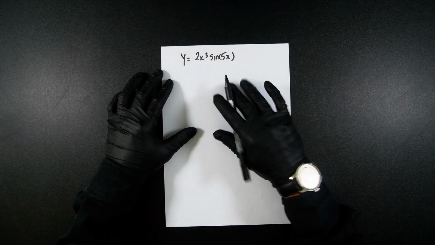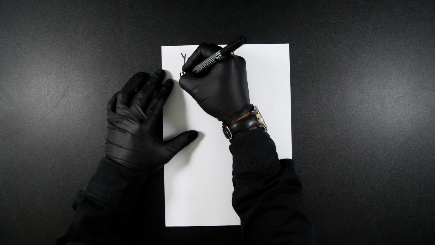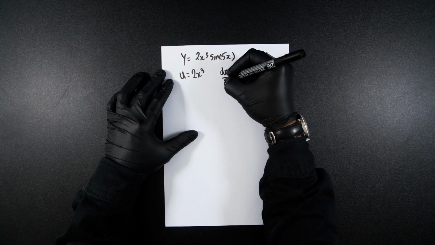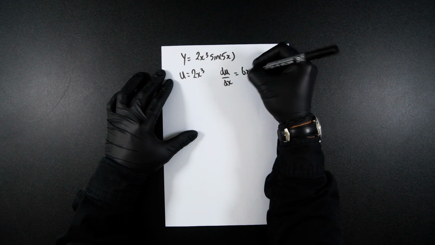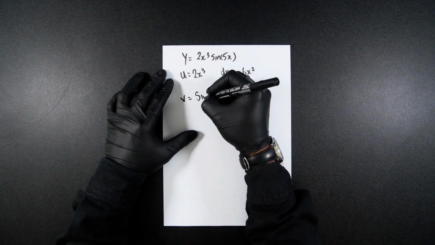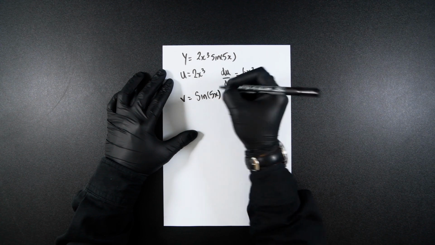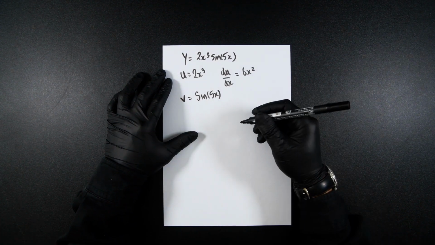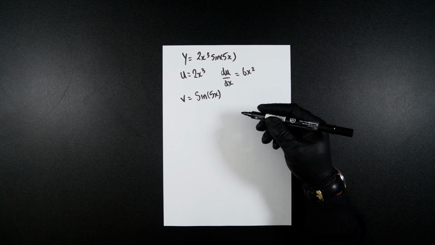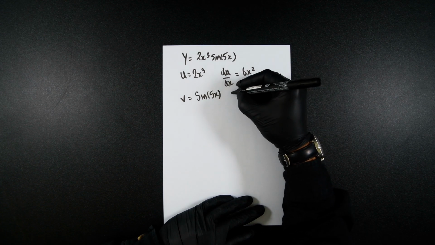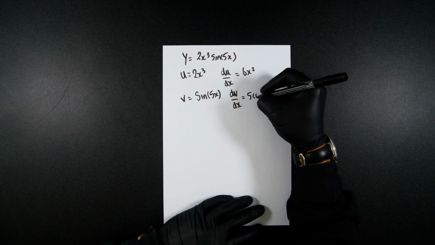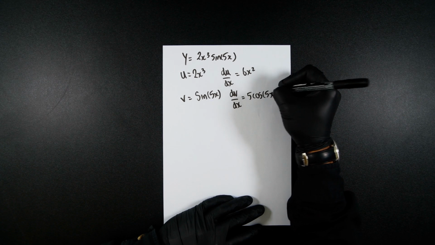Let's now use the product rule to differentiate this. So u would be 2x cubed, du dx would be 6x squared. We have v, which is sine 5x. I'm not going to write out the full chain rule for this. If you are struggling with the chain rule, I do have another video that you can watch so that you can work that out. So dv dx would be 5 cos 5x.